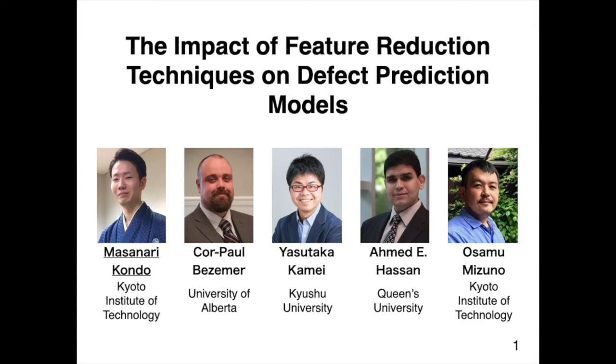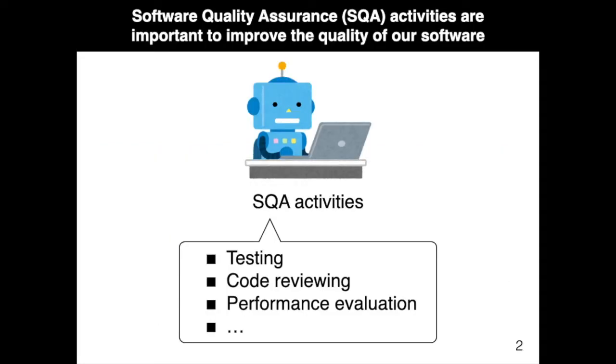My name is Masanari Kondo, a PhD student at the Kyoto Institute of Technology. In this presentation, I'd like to describe our paper that was published by the Empirical Software Engineering Journal. The title is The Impact of Feature Reduction Techniques on Defect Prediction Models. First of all, I explain the background of our research.